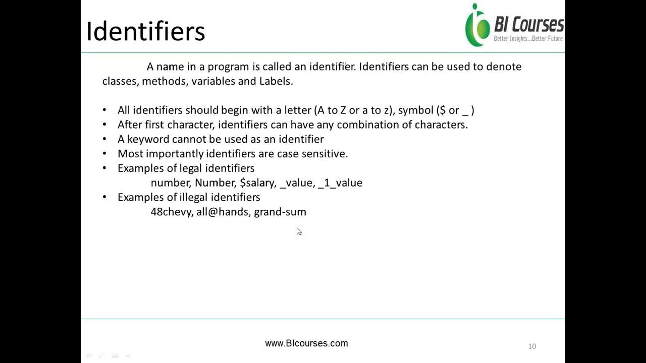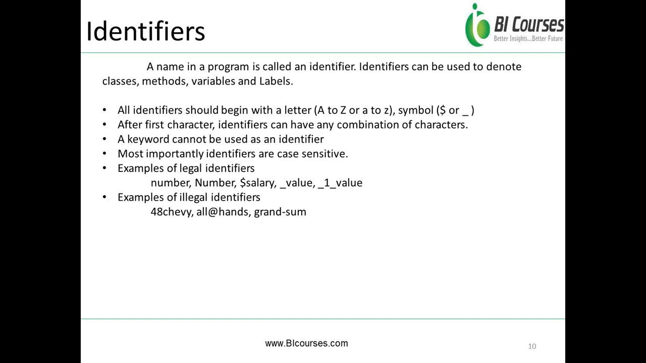Next one is identifiers. A name in a program is called an identifier. If you look at our previous example, in which we have account number, account name, mobile number, and balance, these we call identifiers. Identifiers can be used to denote classes, methods, variables, and labels. So not only variables; even the class name, Account, is an identifier which represents a class name. Variable names are also identifiers, and method names are also identifiers.